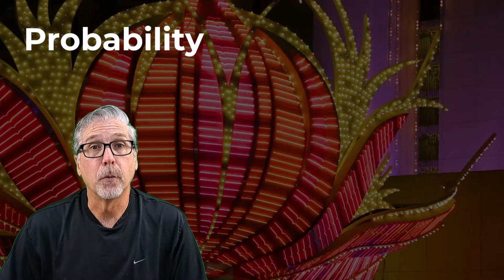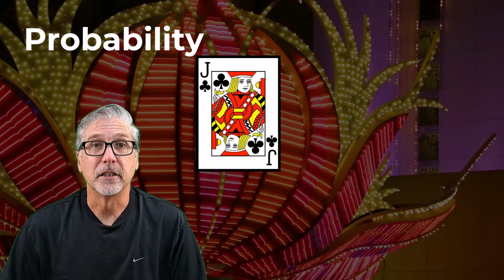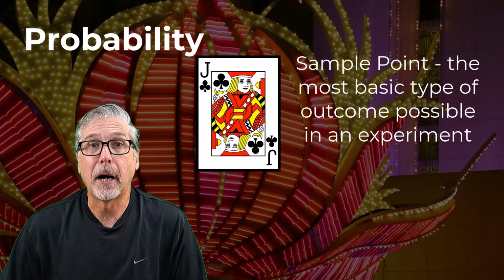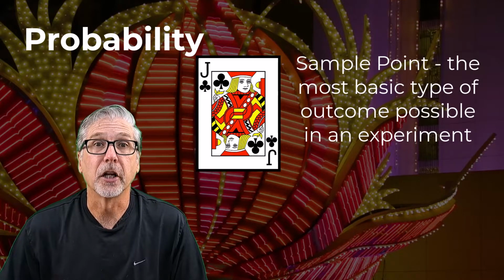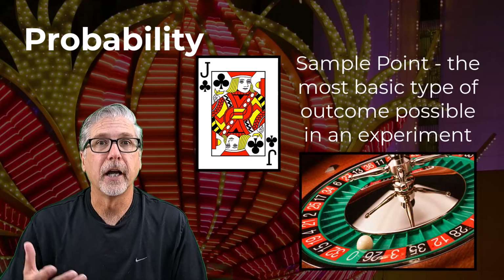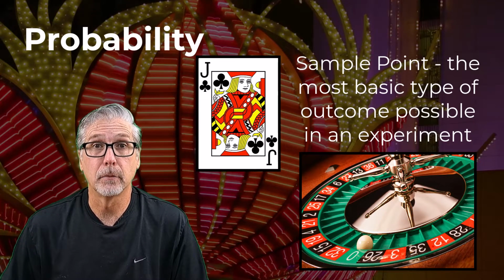If I'm interested in an outcome when I'm dealing cards, say the jack of clubs, that jack of clubs is the most basic type of outcome possible when I'm flipping over a card. That's called a sample point. Just like in roulette, if I talk about rolling a 12, that's a sample point. That's as basic as the outcomes come.